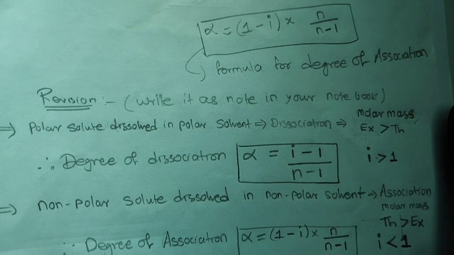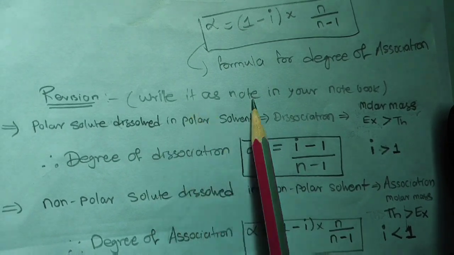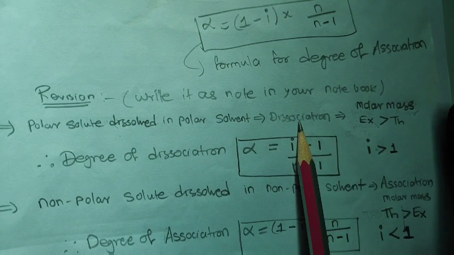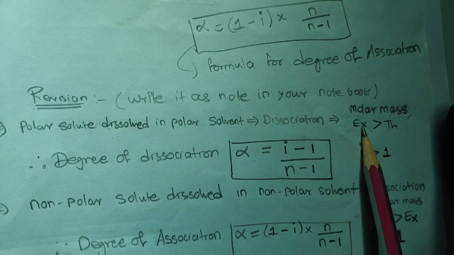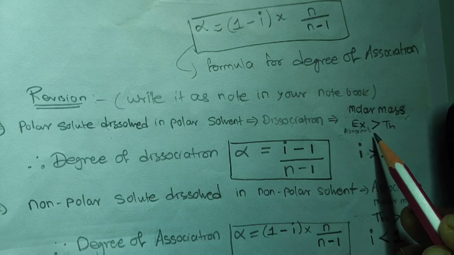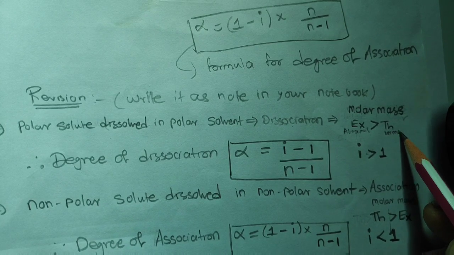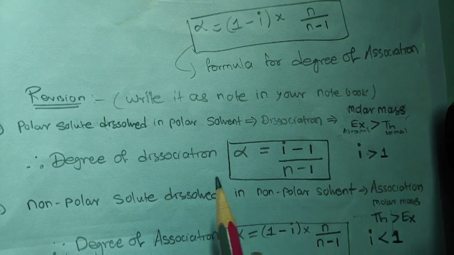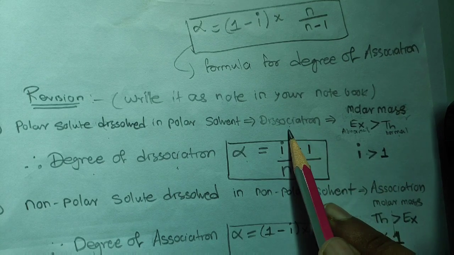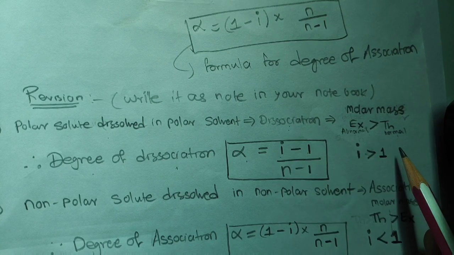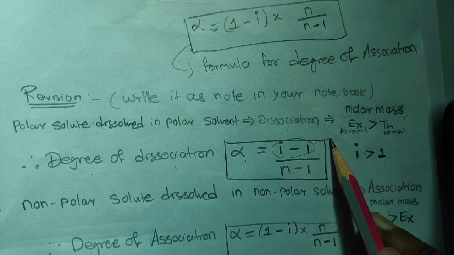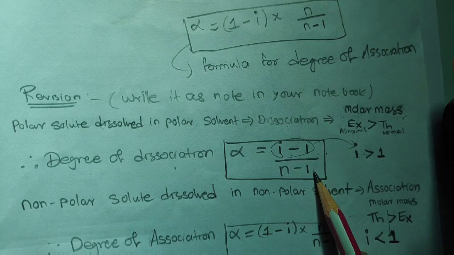Now if you do the revision for association and dissociation, you can write this down as a note in your notebook. When a polar solute is dissolved in a polar solvent, dissociation will occur, in which the experimental molar mass, that is the abnormal molar mass, will be greater than the normal or theoretical molar mass. In this case, the degree of dissociation formula is alpha is equal to I minus 1 upon n minus 1. Why? Because in dissociation the number of molecules or moles will be greater after dissociation. Therefore, I will be greater than 1. That is I minus 1, what we say. So this is the best way to remember.